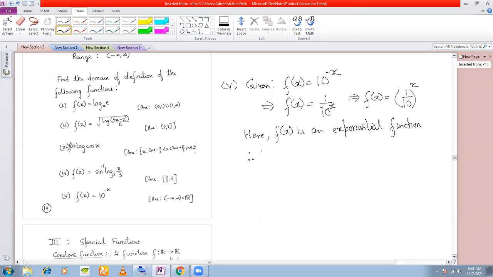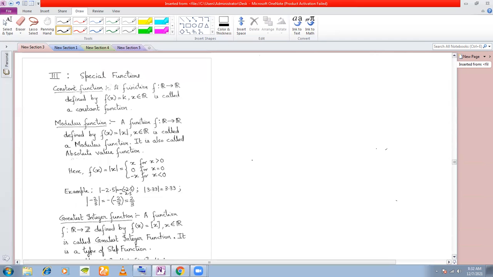And therefore, what should be the domain of f? Domain of f can be any real number, right? So that brings us to an end of this particular set of problems. We now move on to some special functions, okay?